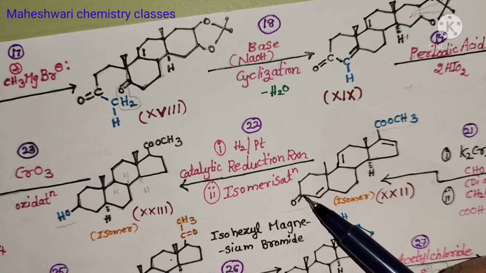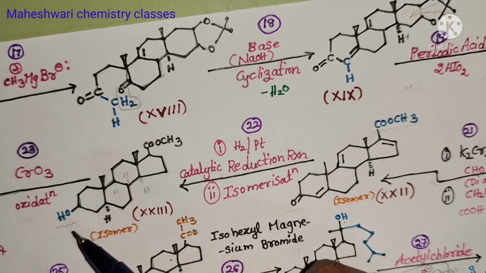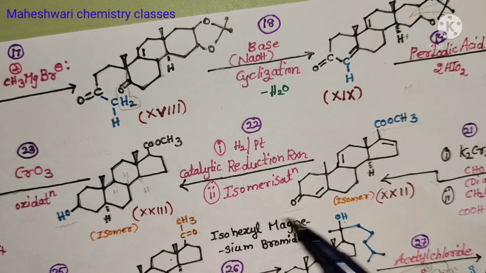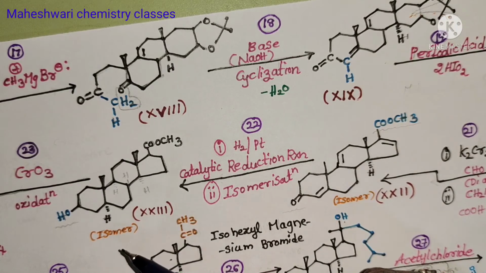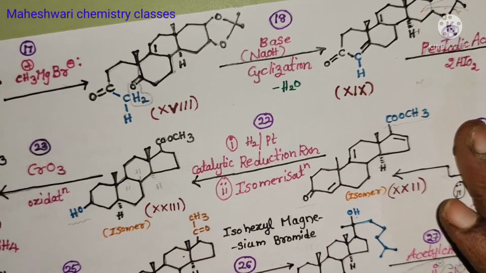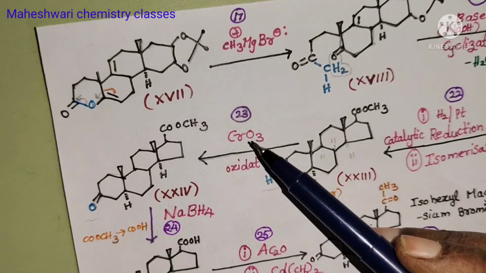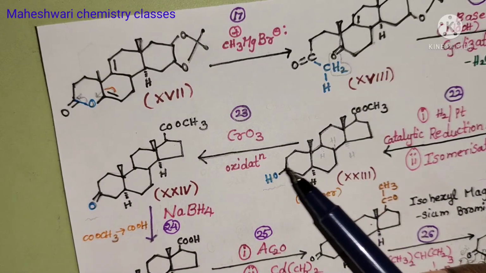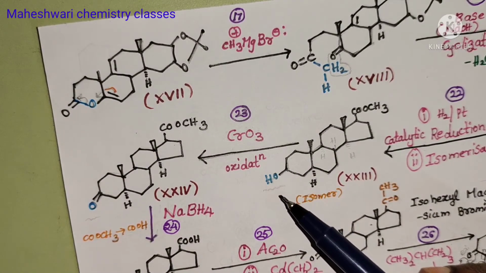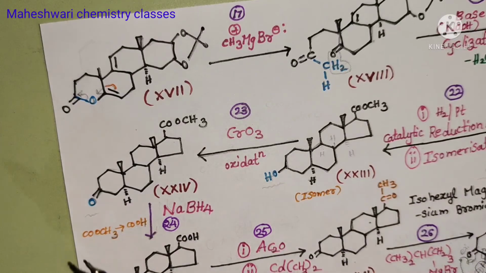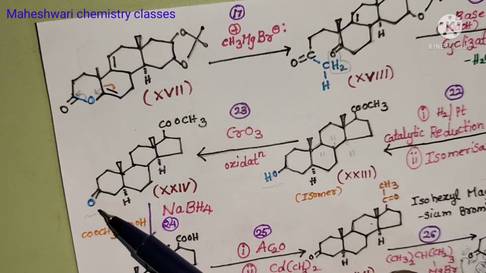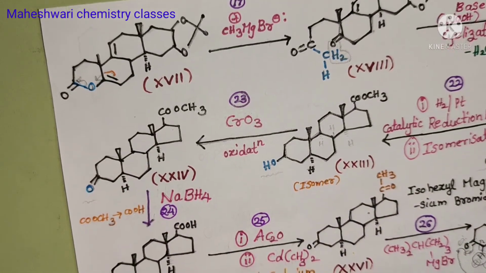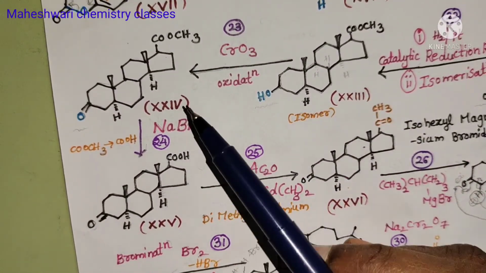This keto group is converted like an OH group; that is why it is one of the isomers, the 22nd compound, 23rd compound. Later, in the presence of chromium trioxide, it undergoes oxidation. At that time, this OH group is converted to a C double bond O group. So here this is our 24th compound.